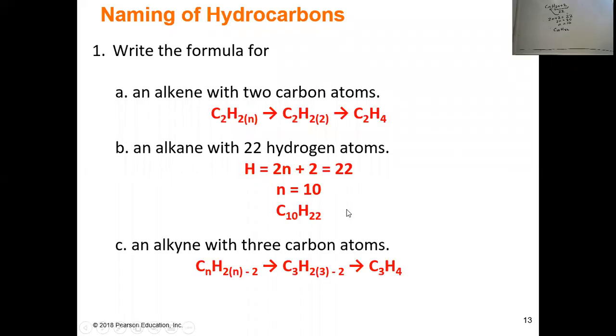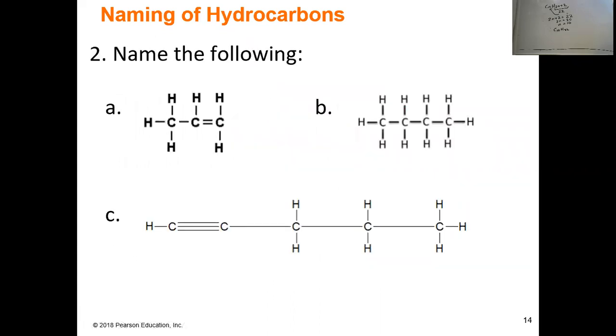So hopefully you're able to figure those out. I would go back and practice if that still seems difficult. You should also be able to name the following. And you do this by looking at the types of bonds present and the number of carbons present.